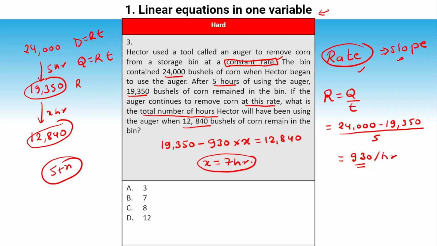So here he worked for 7 hours, before that he worked for 5 hours. So the total number of hours will be 5 plus 7, which is basically how much? 12 hours is your answer. That is your answer.